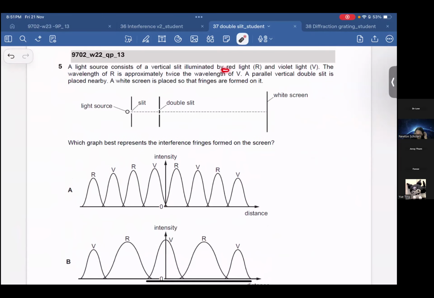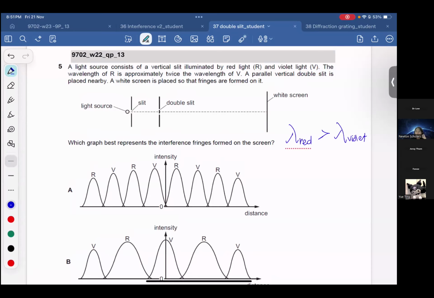They got a red light. They got the violet light. So the wavelength for red is actually longer than the wavelength for violet. They assume we know about this knowledge. When we learn about electromagnetic waves, we know about this. The wavelength of R is approximately twice the wavelength of V. Parallel going, white screen showing.